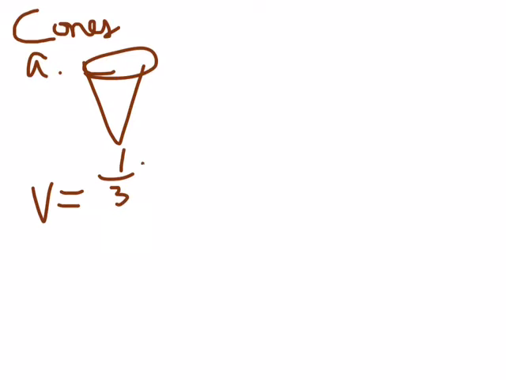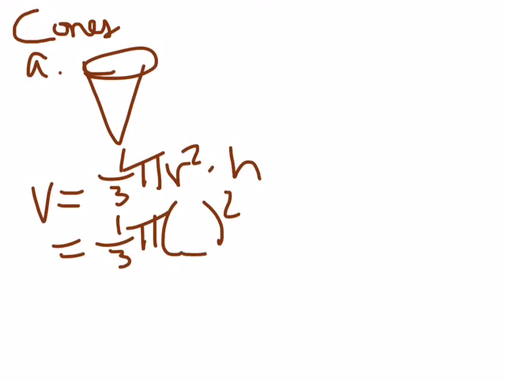Okay, now let's look at some cones. So on this one, on A, volume is 1/3 pi r squared h. Okay, what do we have here? We are given the height, so that's good. Don't have the radius. The height is right here, though. It's 15.